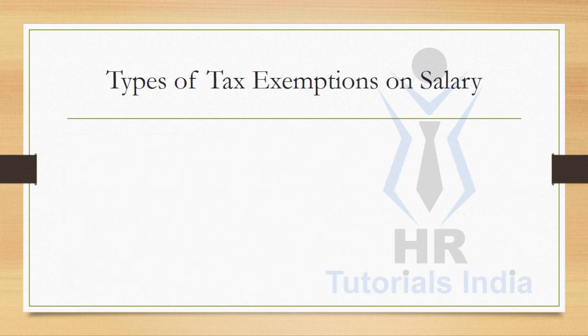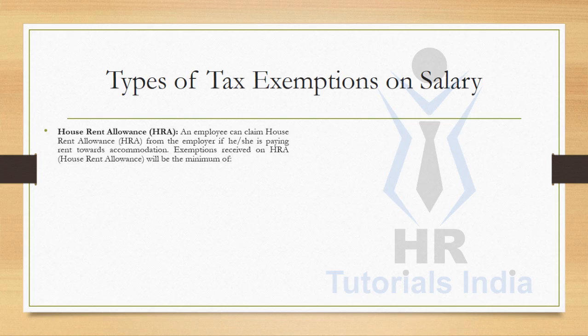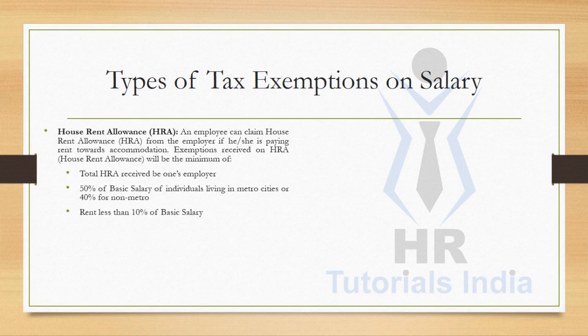Now let us see what the different types of tax exemptions are on salary. House Rent Allowance, HRA. An employee can claim house rent allowance from the employer if he or she is paying the rent towards accommodation. Exemption received on HRA will be the minimum of the total HRA received from one's employer, 50% of the basic salary for individuals living in metro cities or 40% for non-metro, and rent paid less 10% of the basic salary.